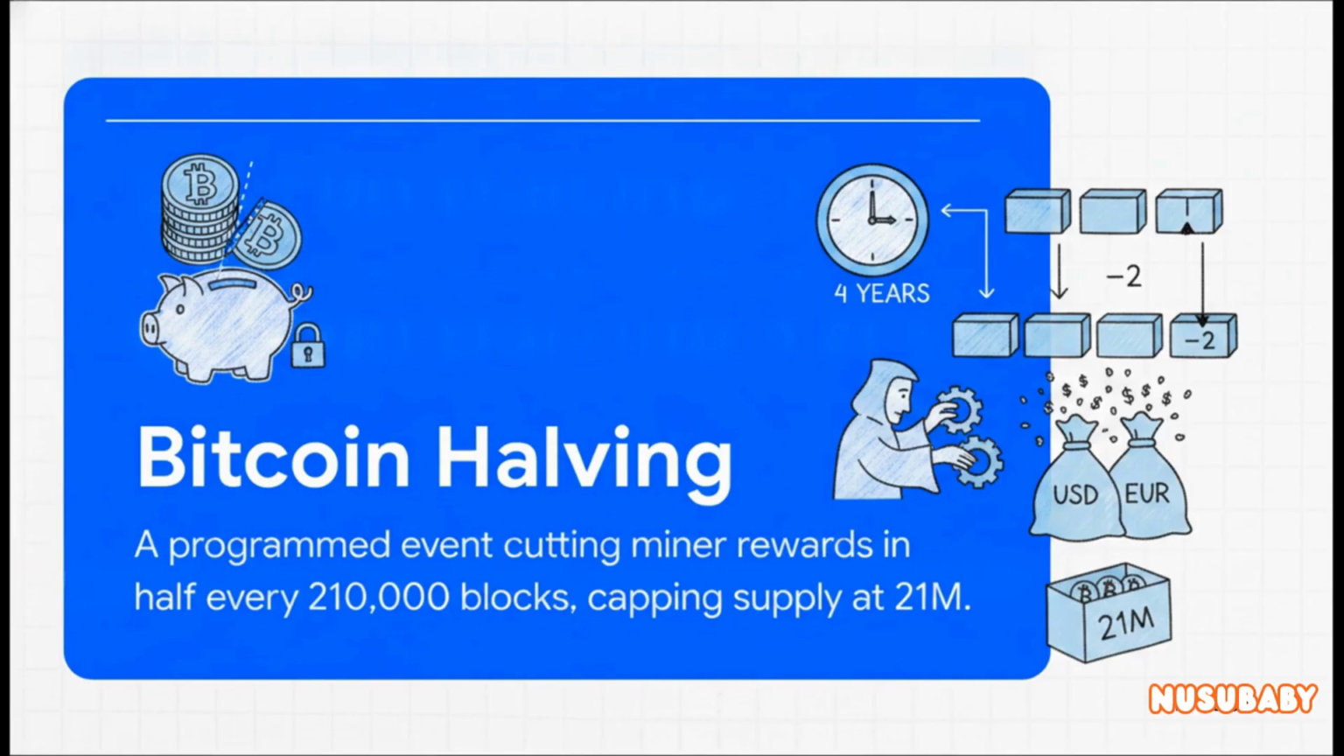Exactly every 210,000 blocks, which takes roughly 4 years to mine, the reward given to the computers securing the network is just literally sliced in half. And this keeps happening until all 21 million Bitcoins are mined, putting a hard, unbreakable cap on the total supply.